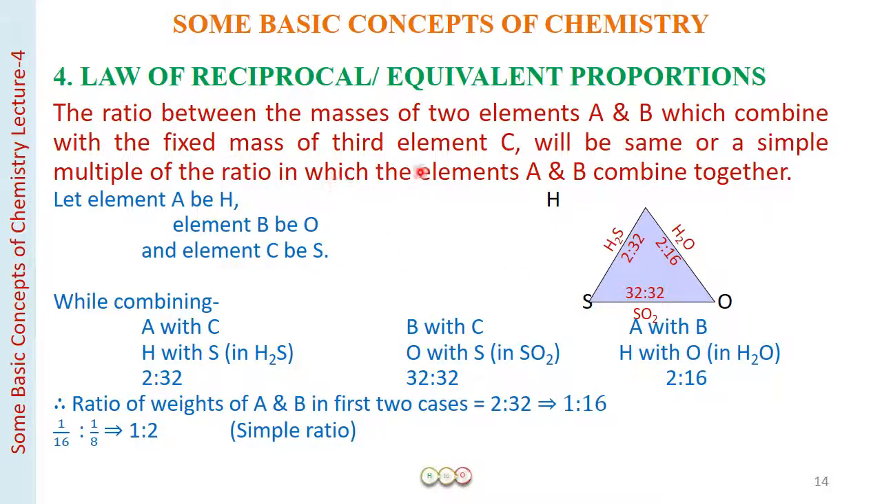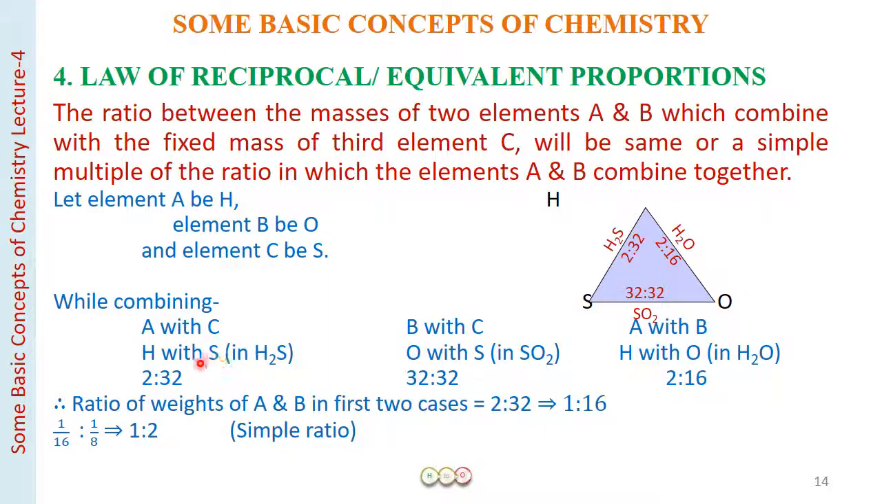So the ratio between the masses of two elements A and B. So we have assumed that we have two elements, A is hydrogen and B is oxygen. So they have to combine with the fixed mass of the third element C. Let the third element C be sulphur. So the compound of hydrogen with sulphur is H2S, and the compound of oxygen with sulphur is sulfur dioxide. So now we fix the weight of sulfur and see what is the ratio of hydrogen and oxygen combining with that sulfur, right?